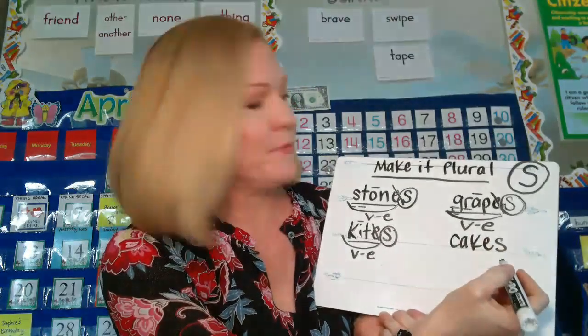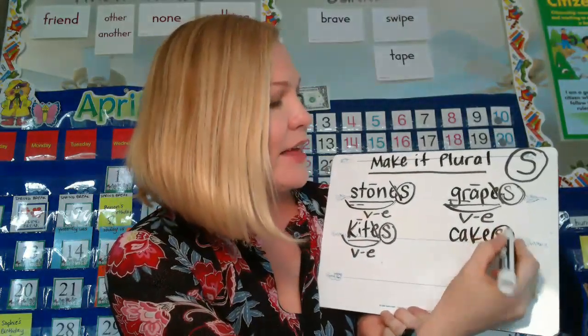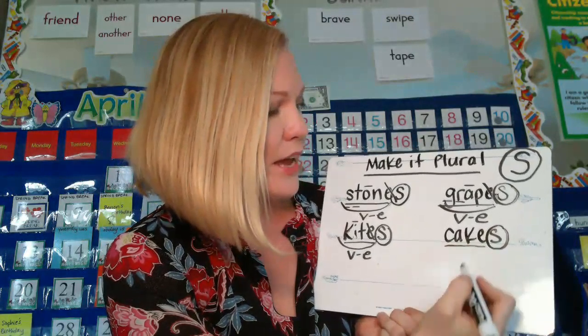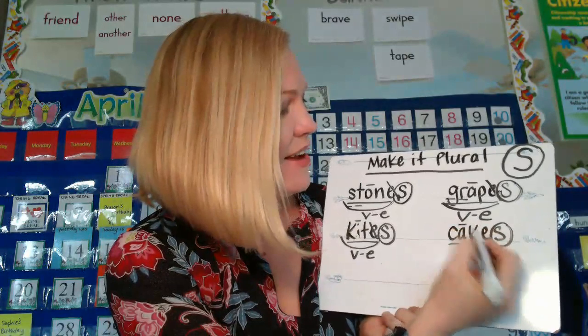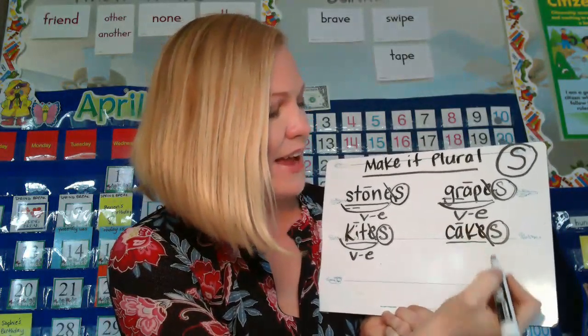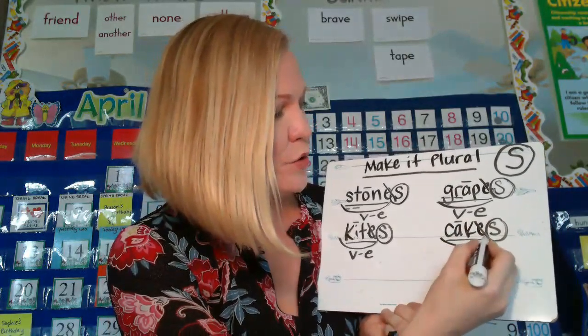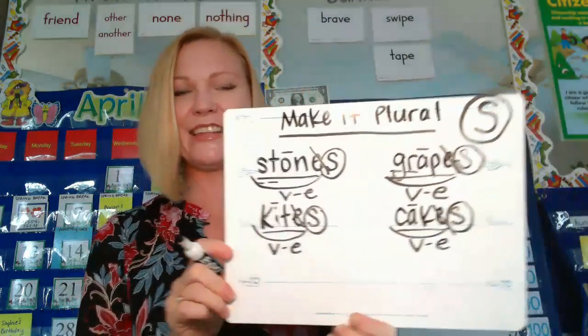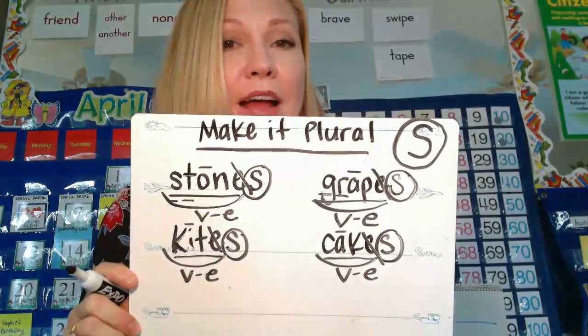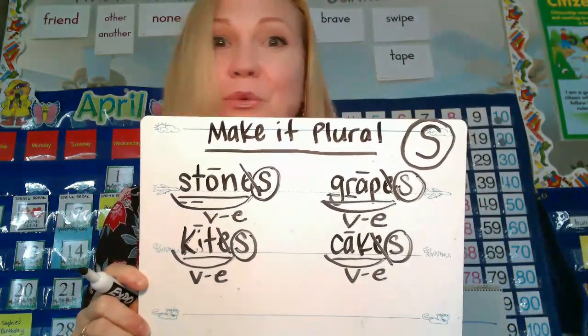And ready to mark. We added that S to the word cake. Cakes. That's a long A. Silent E. Swoop that base word V-E. Cakes. Does your board look like mine? Great job.